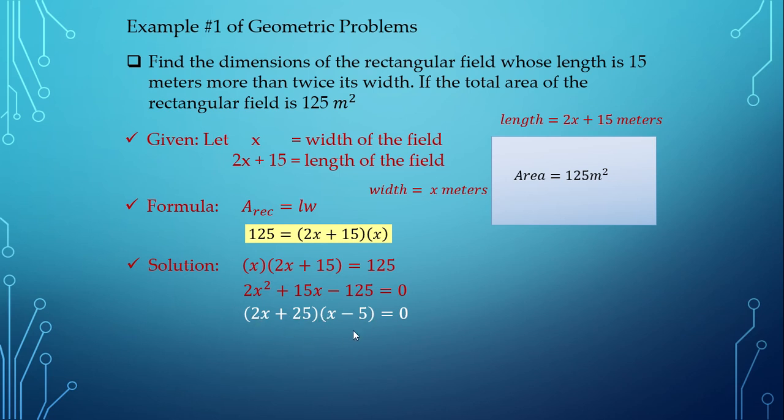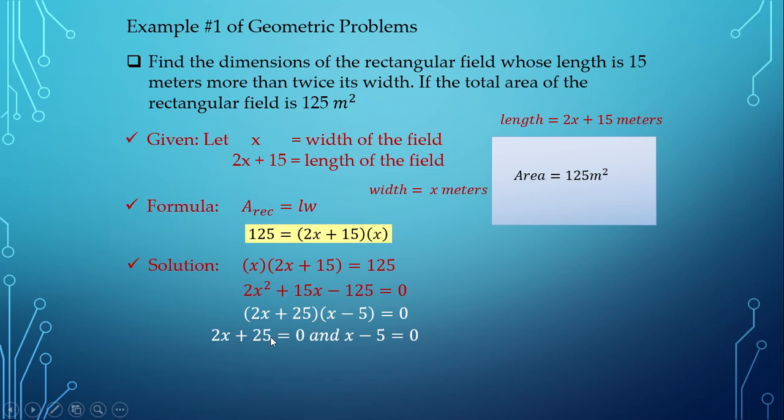2x times negative 5 is negative 10x. So what is 25 minus 10? 25x minus 10x is 15x. Correct, which is the sum, 15x. Then positive 25 times negative 5 is negative 125. Correct. So, based on the zero product property, each binomial is equal to 0.